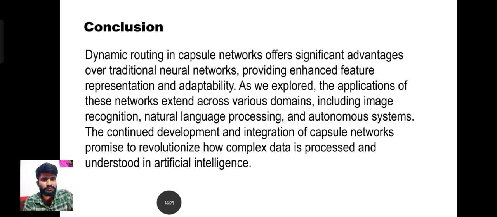Conclusion: dynamic routing in capsule networks offers significant advantages over traditional neural networks, providing enhanced feature representation and adaptability. As we explored, the applications of these networks extend across various domains, including image recognition, natural language processing, and autonomous systems. The continued development and integration of capsule neural networks promise to revolutionize how complex data is processed and understood in artificial intelligence. Thank you.